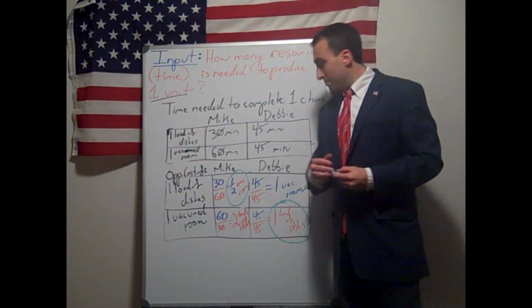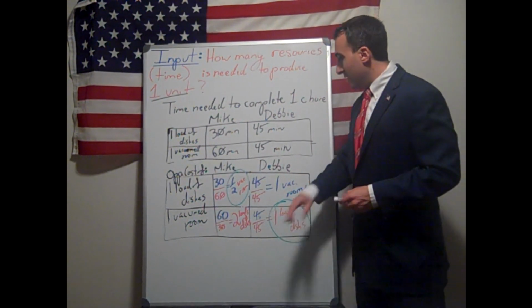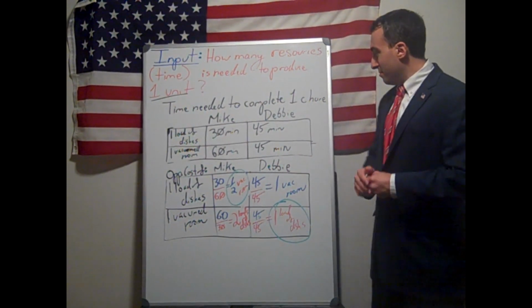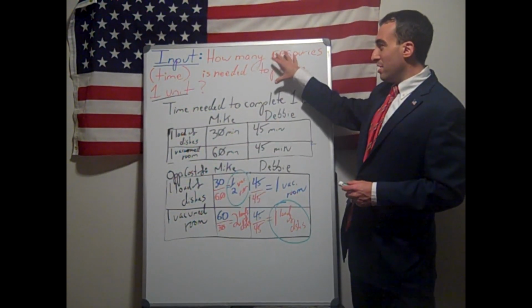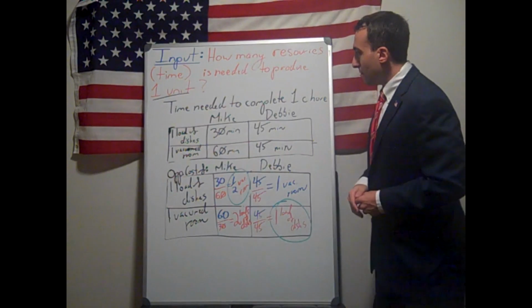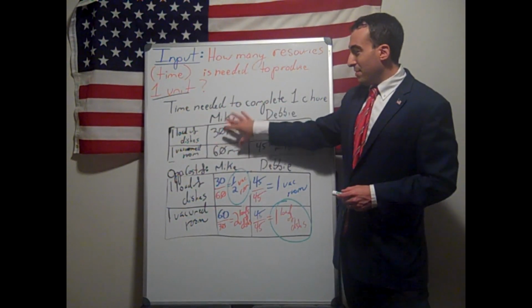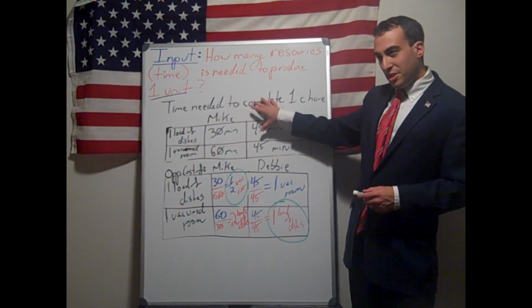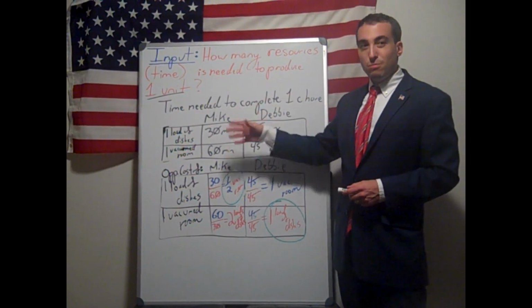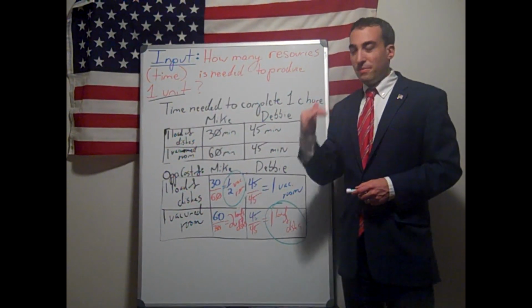Debbie has the lesser opportunity cost, so she has the comparative advantage, and she should specialize in vacuuming the room. So this is how to solve an input question. You have the original chart. Take note of who has the absolute advantage, but be careful, we do not use absolute advantage.